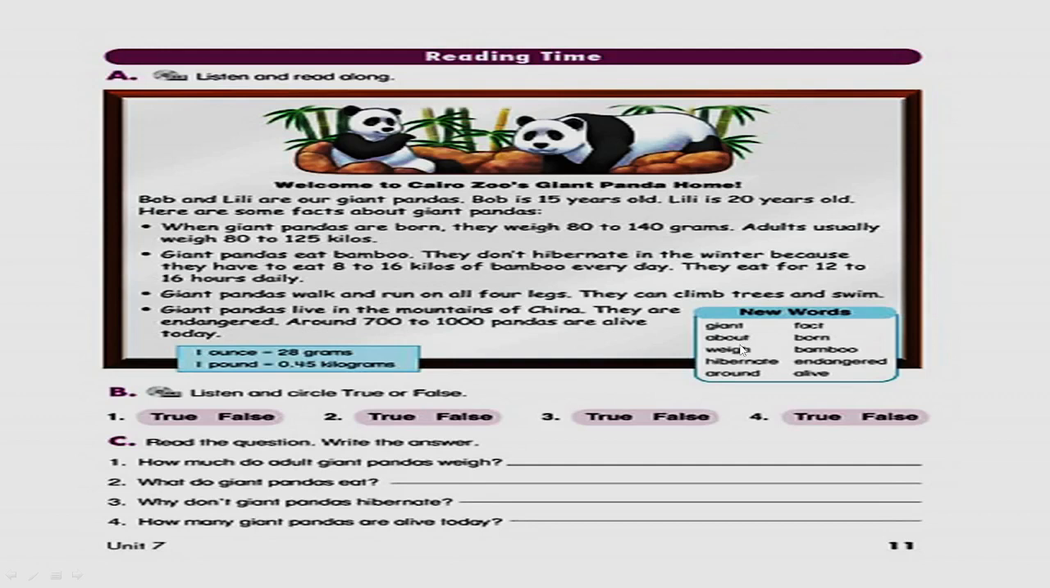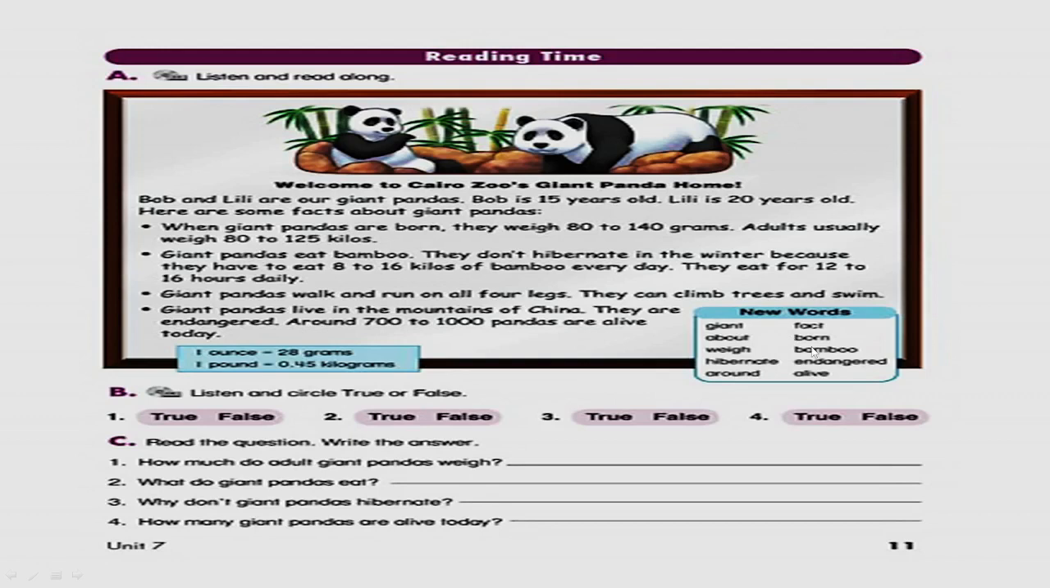Giant means very big, equals huge. About, not specific here. About is an adverb, means nearly. Weigh, the verb, how much something is. Hibernate, this is a verb, which means that some animals or insects sleep during the winter. Around, again, it means nearly. Facts means scientific facts or general truth, something that is always true.